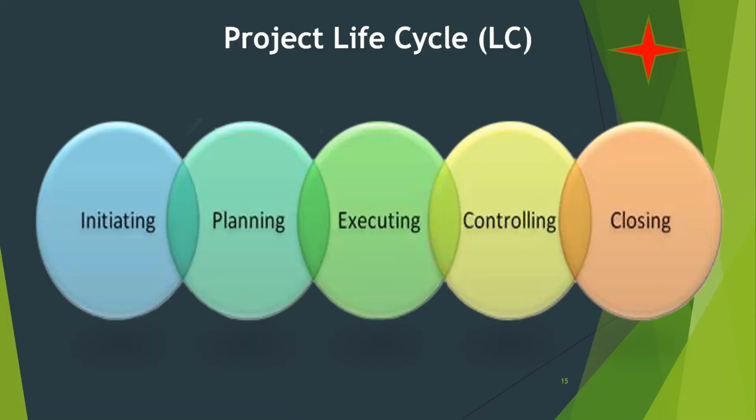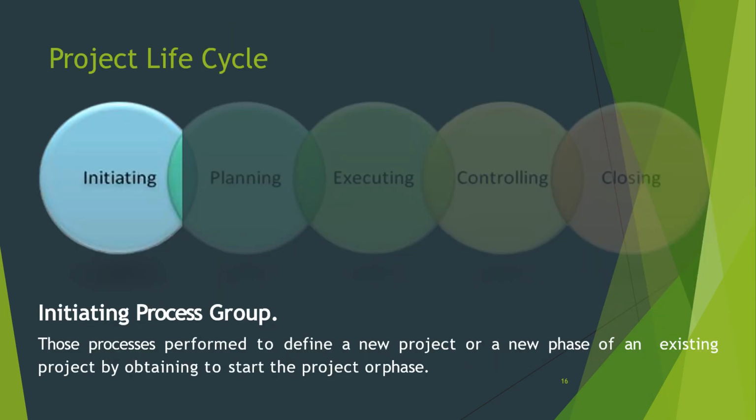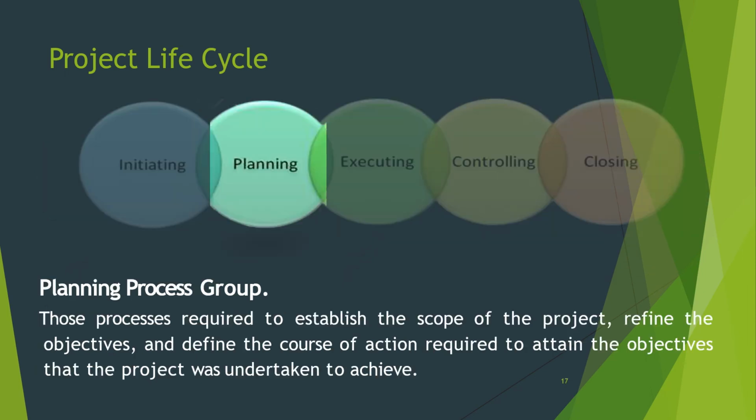So this is the project management life cycle, starting from initiation, planning, execution, controlling, that means monitoring and controlling, and then closing. The initiation phase is performed to define a new project or a new phase of an existing project by obtaining authorization to start the project or project phase. Next is planning. It requires establishing the scope of the project, defining the objectives, and defining the course of action required to attain the objectives that the project was undertaken to achieve.